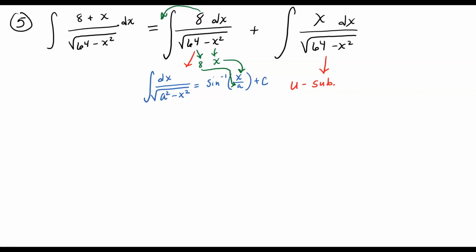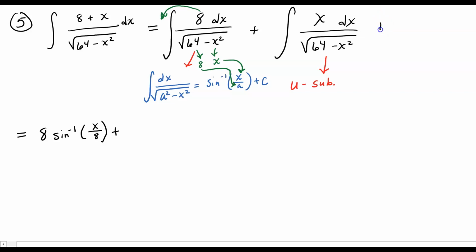So now I think we're ready to take care of this integral. The left part, the first part, is going to be the easiest, because we just have to write this integral then as 8 times sine inverse of x over a, which in this case is x over the number 8, plus c. We're going to hold off on the c because now we have to do our u substitution.